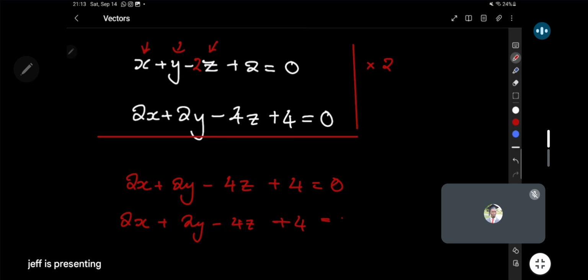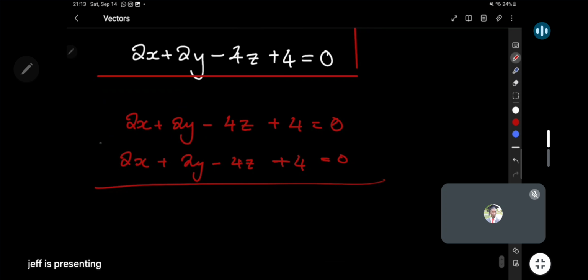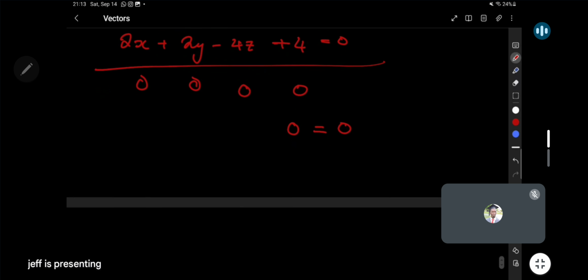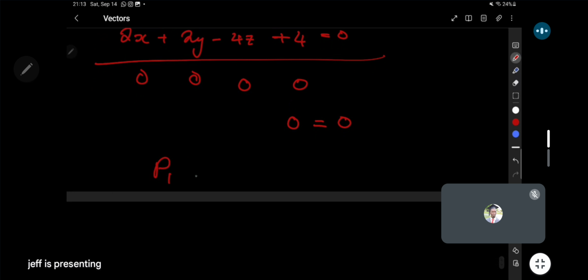But in this case, what do we observe? If you subtract now, what would happen? Here, you'd get 0. Here, you'd get 0. Here, you'd also get 0. Even here, you'd end up with a 0. What are we seeing? You'd end up with 0 is equals to 0. What is this telling us? The two planes are the same. The two planes coincide. The two planes are basically overlapping. These two planes are coinciding. So this is the conclusion we could have made in an event that this is what we had.